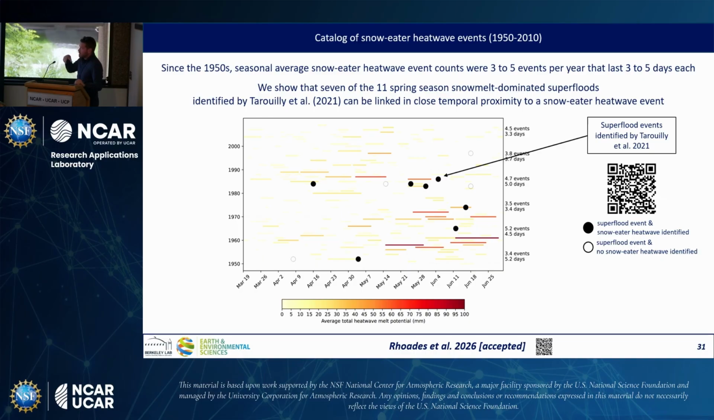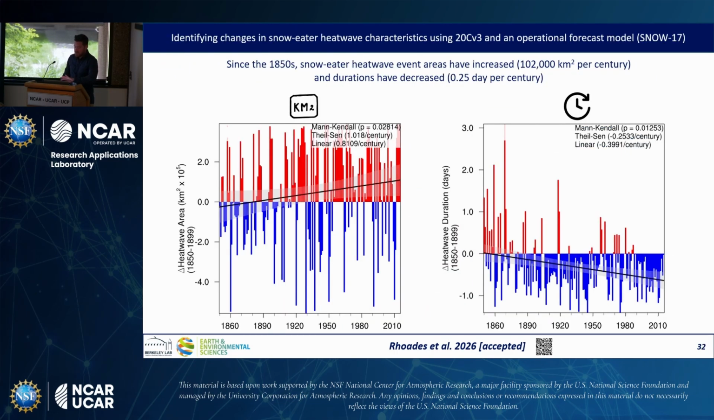And open circles would be where they were spring snowmelt dominated events, but not associated with a snow heat wave event. And what was kind of a proof of concept, or sanity check, is that 7 of the 11 spring season snowmelt dominated superfloods, like the 1983 one, were identified in close proximity to these snow heat wave events.